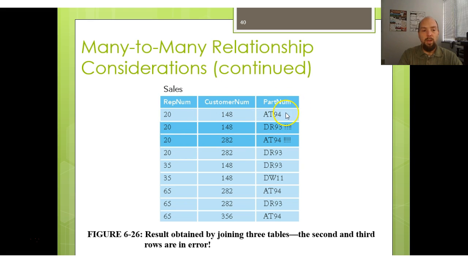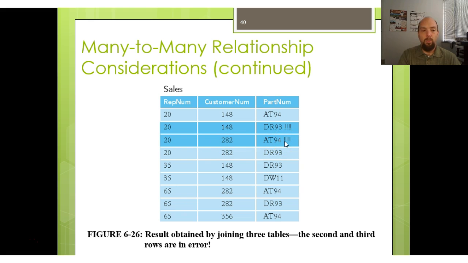Well, that is okay right here, because if you look at representative 20 sold something to customer 148, and that something was part AT94. What is that? We have to go look it up. That's fine. If I look at all three of these values, I can make all three of these the primary key. The next one is rep 20 sold something to 148. Well, they sold a DR93. So technically, if I only look at these two columns, those are okay. But if you look at this, rep 20 sold something to 282, which is AT94.